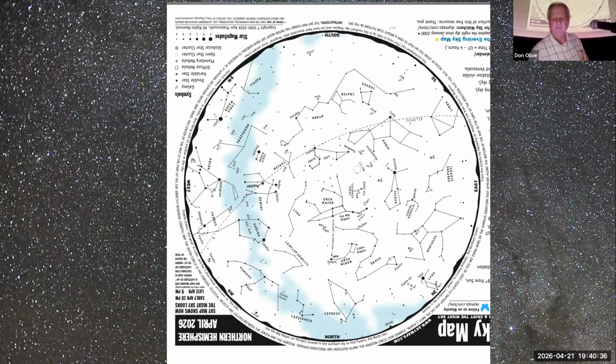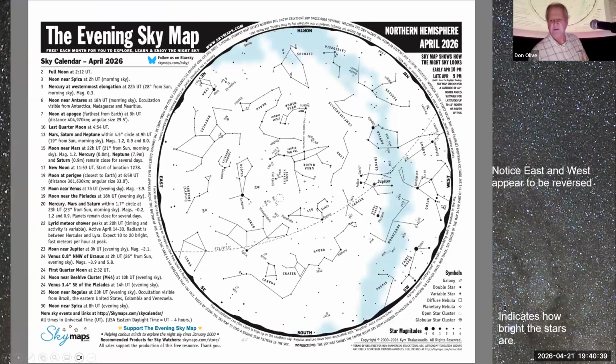Let me talk about something else first. See these star magnitudes right here? This is an indication of how bright the stars are. The lower the number, the brighter the star. The higher the number, the dimmer the star. This shows down to mag 4. Here in the south of Birmingham, we've got terrible light pollution. You'll be doing good if you can see mag 4 stars on a good bright night without the moon.